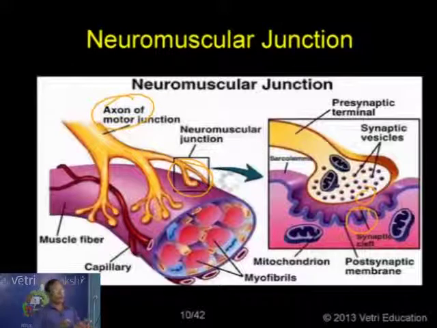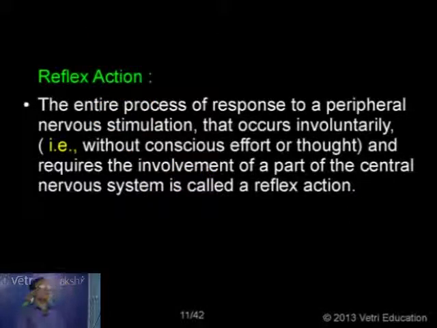So the impulses are conducted in two different places: one at the synapse, and also at the end between a neuron and a muscle, or we can say between the nerve cell and an organ. The organ may be a muscle cell, a muscle, or a gland. Now the next one.